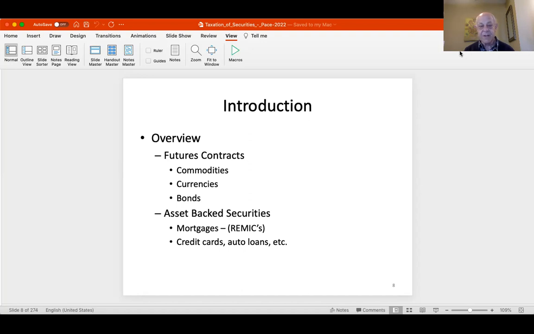So it's the same thing as a forward contract. It's just that you don't know who the other side of your contract is. It's constantly changing. But you know that if you're the buyer, you're going to be entitled to get delivery of the specified commodity at the end of the contract. And futures contracts can be on commodities, they could be on currencies, they could be on bonds. And like I said, they're publicly traded.